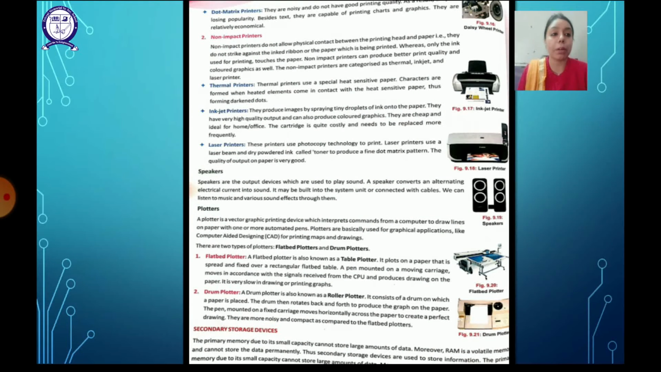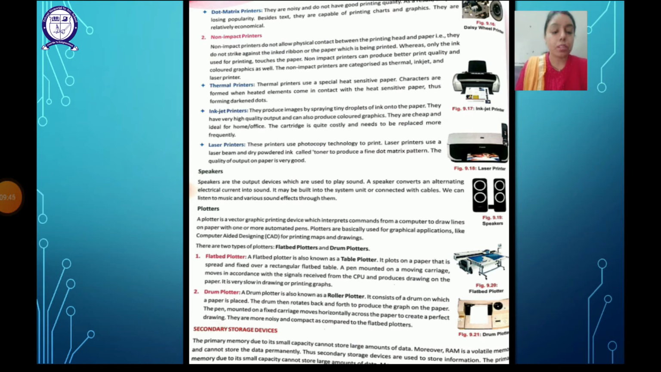Then we have the non-impact printers. Nowadays the printers which we use, they are the non-impact printers, in which there is no physical contact between printing head and the paper. They do not strike against the inked ribbon on the paper which is being printed. Like at the ATM, you must have seen when the slip comes out of the ATM machine, that is a little hot. So there the thermal printers are used because it uses a special heat sensitive paper on which whatever transaction you have done, that is mentioned and the paper comes out of it. And if you keep that paper for some time, like around 10 to 15 days, you will see that the ink has vanished and the white paper will be left, right?